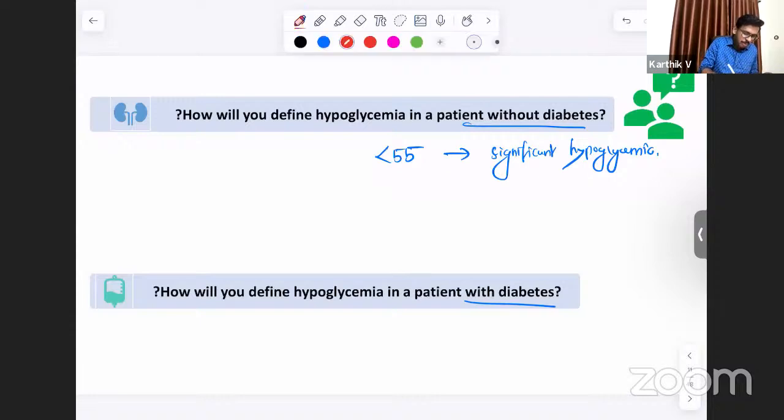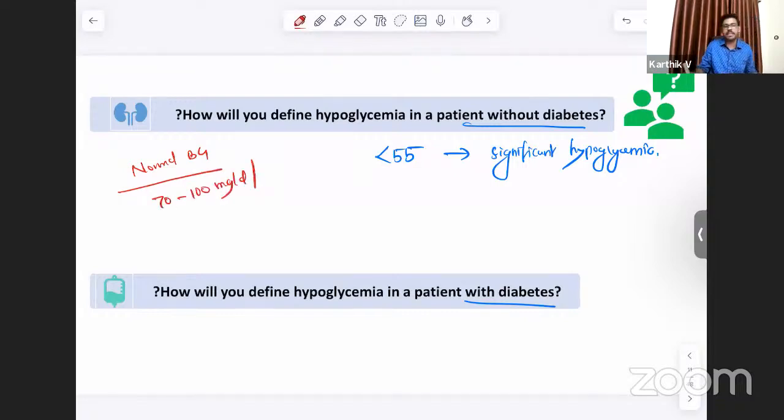Of course, the normal blood glucose in an individual, you can say in the fasting state, is around 70 to 100 milligram per deciliter. So logically, you may think that anything less than 70 would be abnormal. But in many normal individuals during fasting periods, the blood glucose would fall below 70, like 65, 60. But you don't usually call them hypoglycemia. So less than 55 in a patient without diabetes is considered significant hypoglycemia, whereas in a diabetic patient, you consider less than 70 as the cutoff for hypoglycemia.